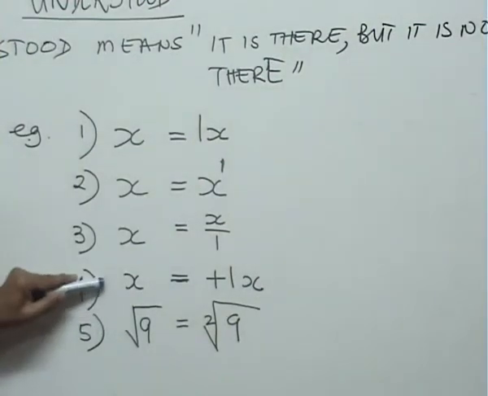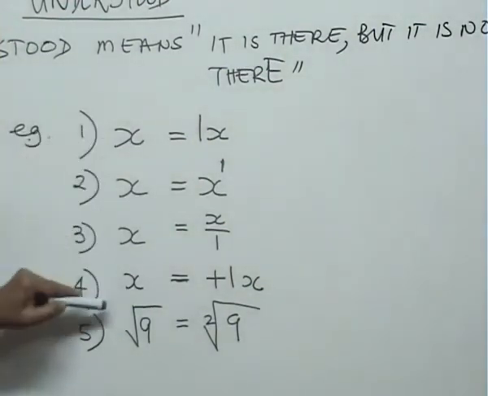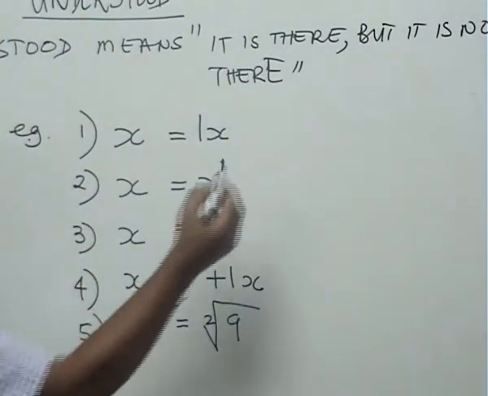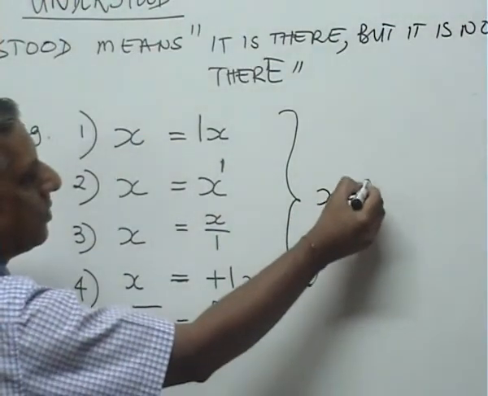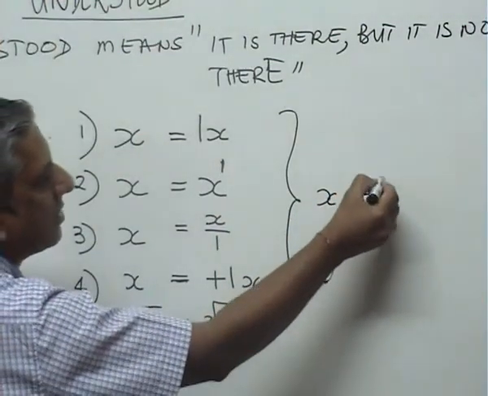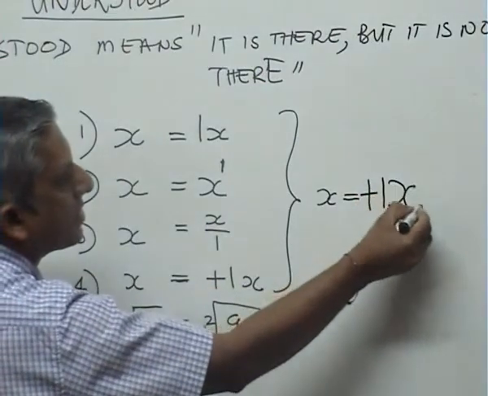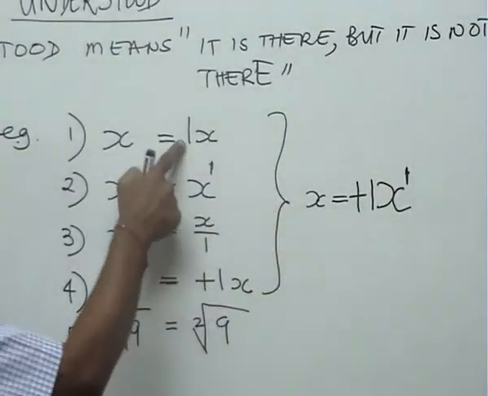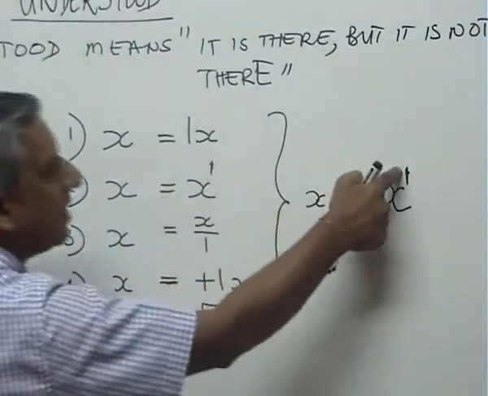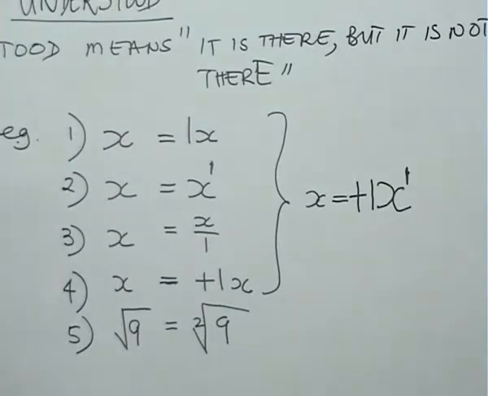Then there's a plus sign in front. So if I take all this and combine it, then x is really equal to plus 1x to the 1. You see the plus. I put in the plus there, I put in the 1 there, and I put in the index there. So we must be clear about what is understood. So that's the meaning of understood in maths. Alright, so that ends the story about understood, and I hope it is understood.